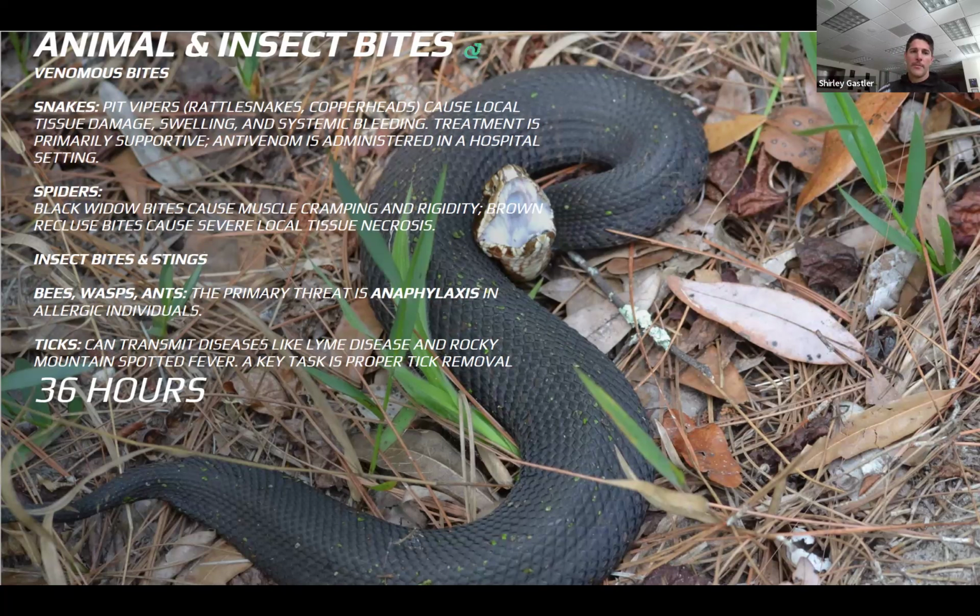So bees, wasps, and ants are actually more dangerous than the snakes and spiders. If you caught my last lecture, that category of insects is actually the third deadliest here in the United States, and it's of course due to the anaphylaxis.